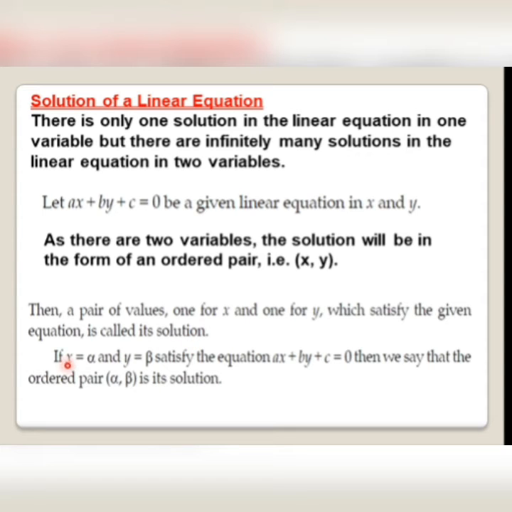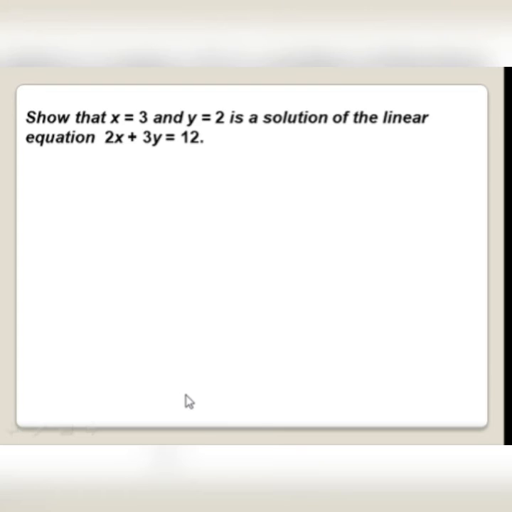We will have a value like x equals alpha. Alpha means 1, 2, 3, 4, 500,000, whatever real number, root 3, root 5, whatever. And y equals some other value, beta. When we put these two values in this equation, then our LHS and RHS must be the same. Then we will say that the ordered pair (alpha, beta) is a solution of our given line. Clear? So let's have some examples for it.